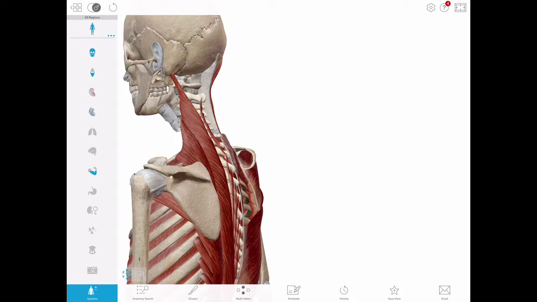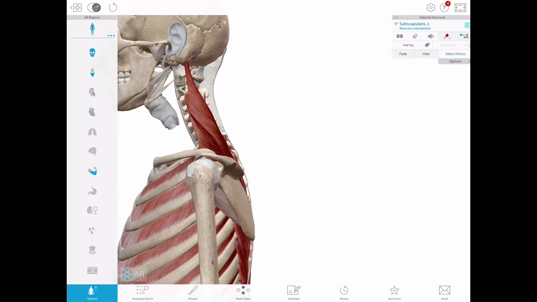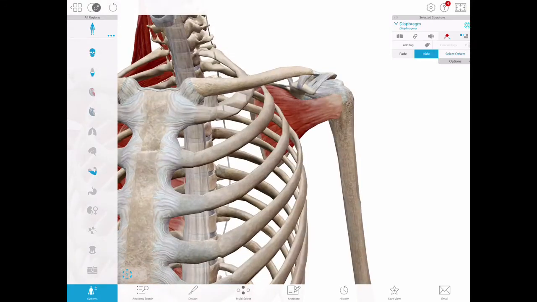Also on the scapula, we have the subscapularis. You can find this muscle in the anterior view of the scapula. This muscle helps with shoulder medial rotation. This is a great view to see the subscapularis.